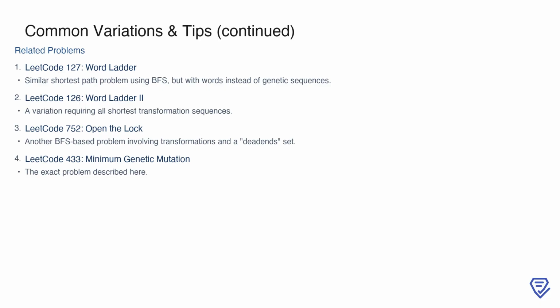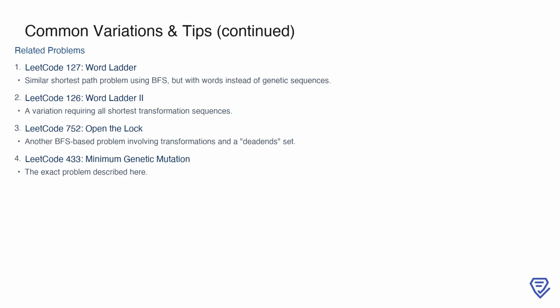LeetCode 126, word ladder 2, is a variation of this that requires you to find all shortest transformation sequences, which adds complexity. Then there's LeetCode 752, open the lock, which involves finding the minimum number of transformations to unlock a combination lock while avoiding dead-ends. And, of course, LeetCode 433, minimum genetic mutation, is the exact problem we're focusing on here. These problems share the core concept of BFS-based transformations and are great exercises to deepen your understanding of this graph traversal technique.